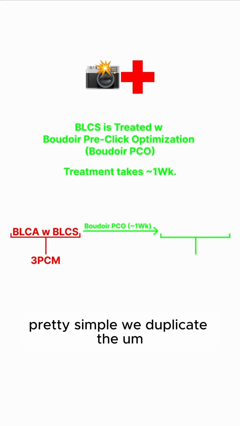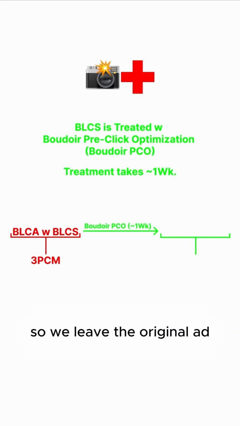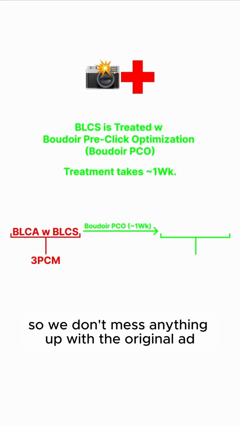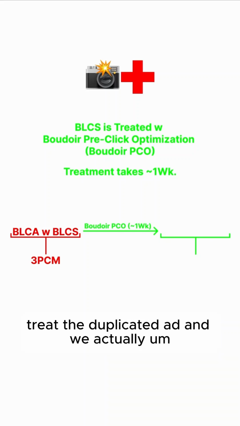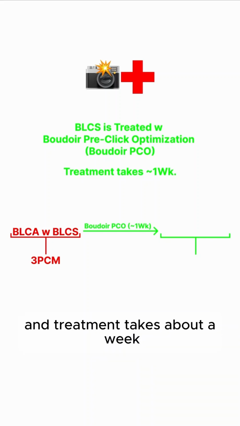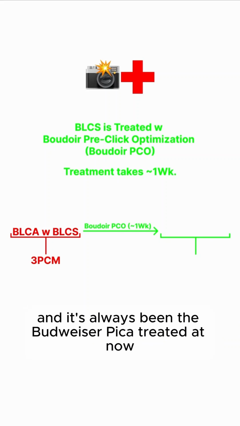Pretty simple. We duplicate the original ad, so we leave the original ad alone and we treat the duplicated ad. So we don't mess anything up with the original ad. Treatment takes about a week. And then we keep whichever one running has the best metrics, and it's always been the Boudoir Pico treated ad.